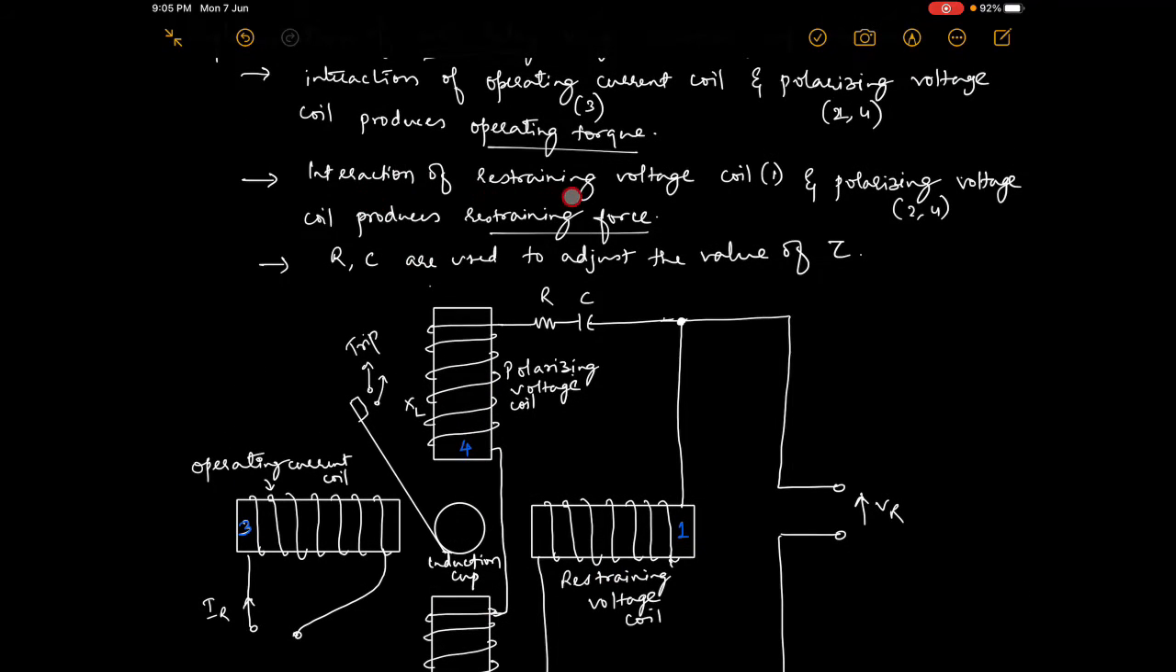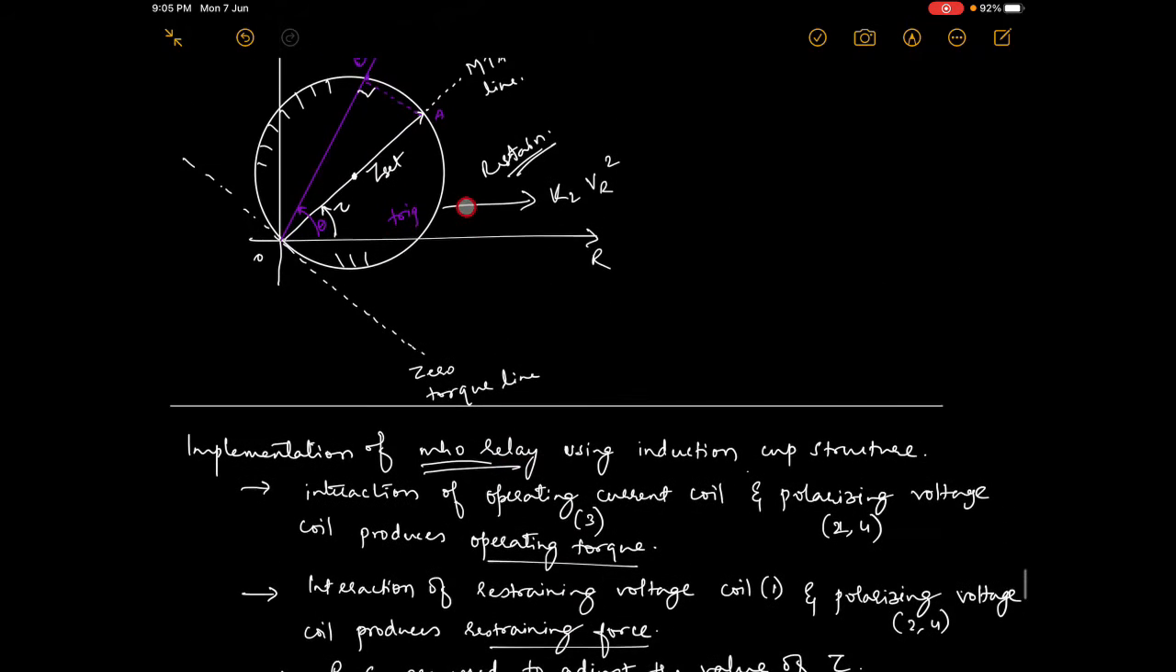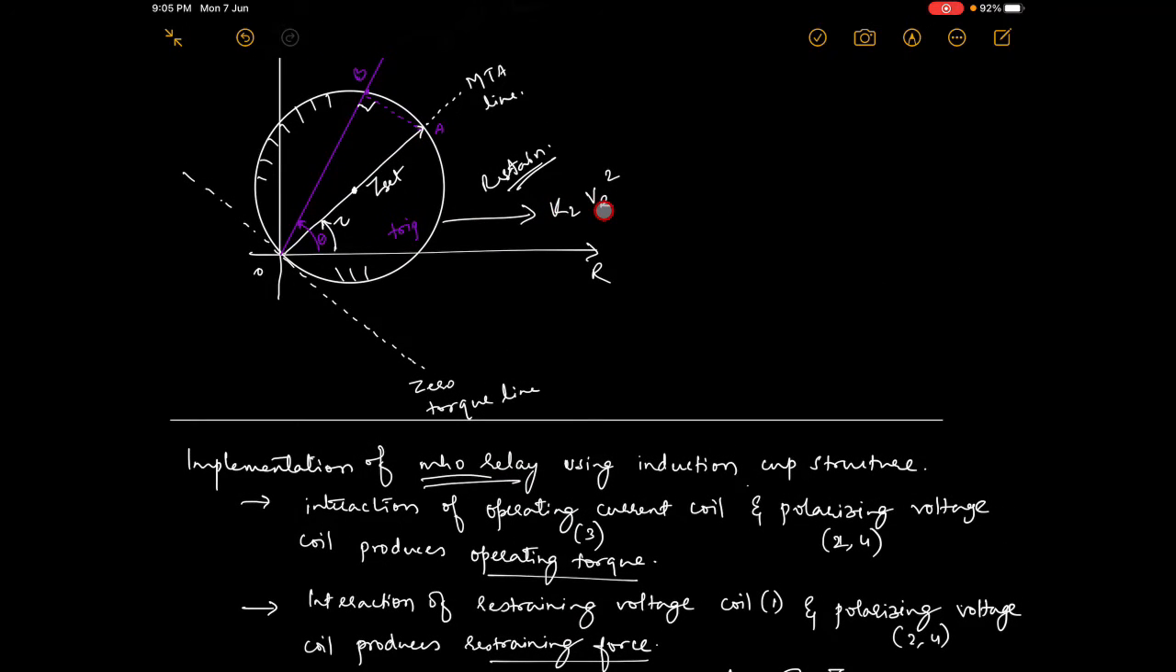So you can see here the interaction of the restraining voltage coil, this first coil, along with the polarizing voltage coil produces a force which is called the restraining force. That is K2 VR square. So it is only dependent on voltage. Here also voltage, here also voltage. Again, you can adjust the radius, the operating region, by changing this, because this is K2 into VR square.